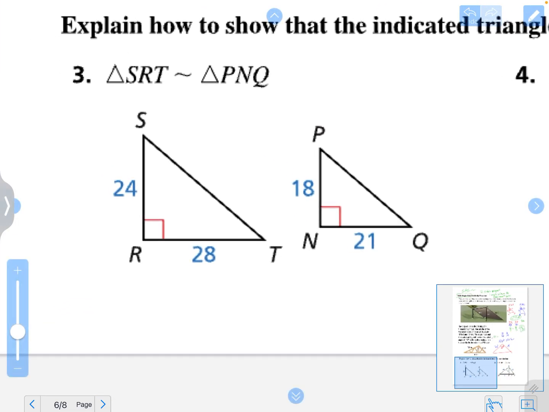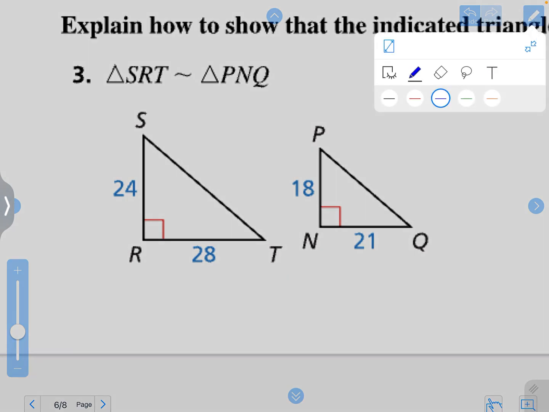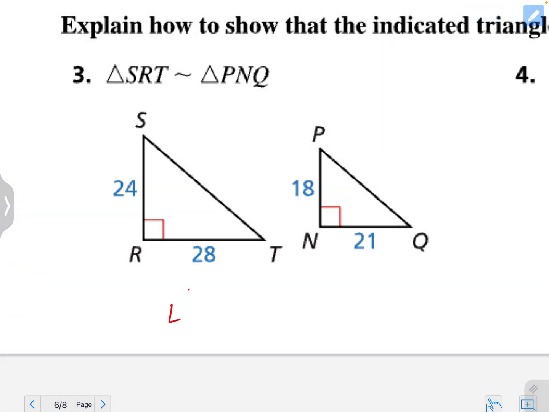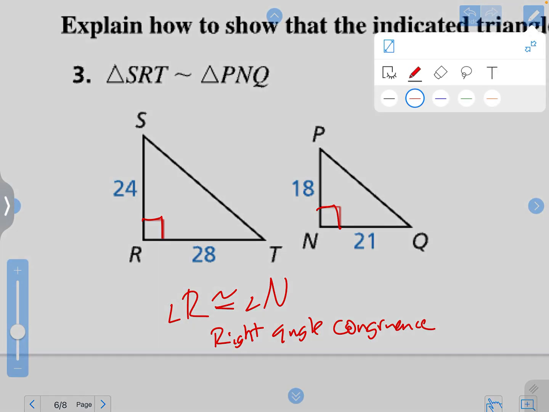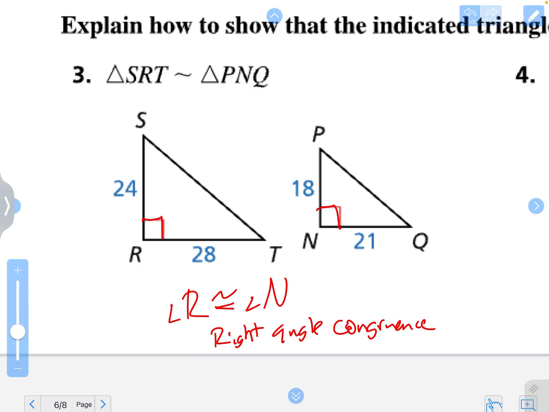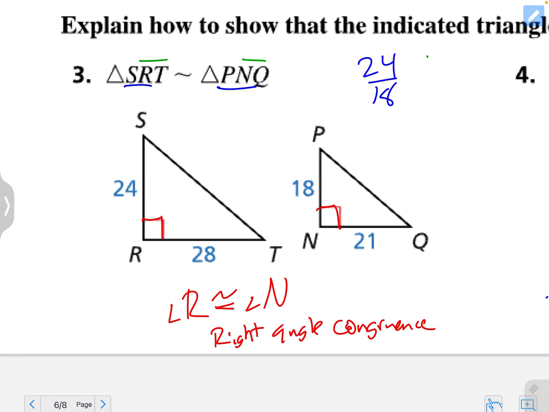So we need to show and prove that STR is similar to PNQ. We know that angle R is congruent to angle N because they are both right angles, and we know that right angles are congruent due to our right angle congruence theorem. Now we need to check our sides to make sure they're proportional. SR needs to be matched up with PN, so 24/18. And then I need RT to match up with NQ, which is 28/21.